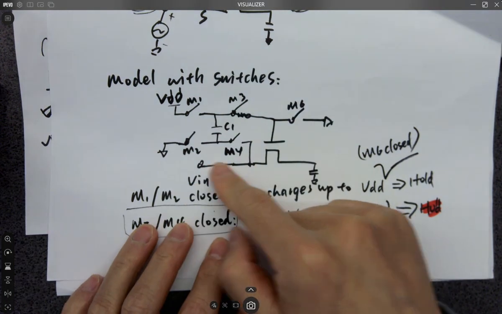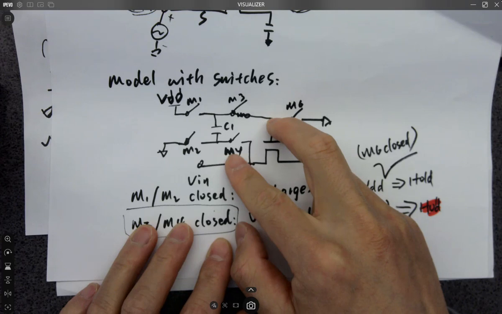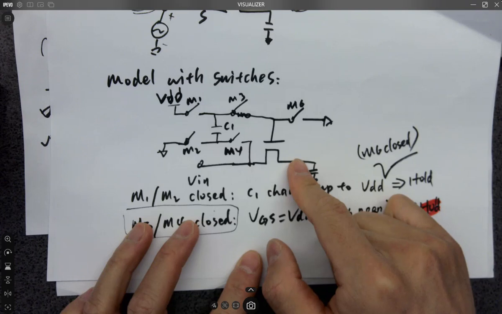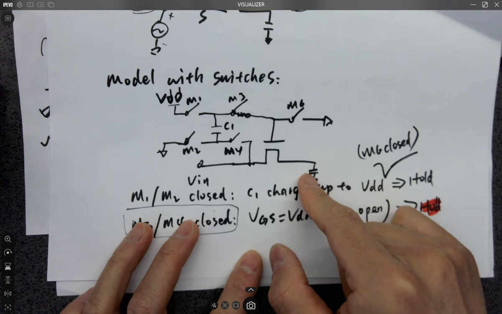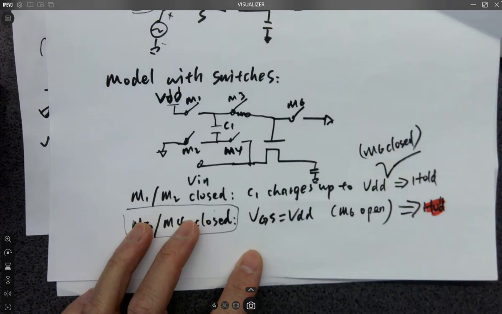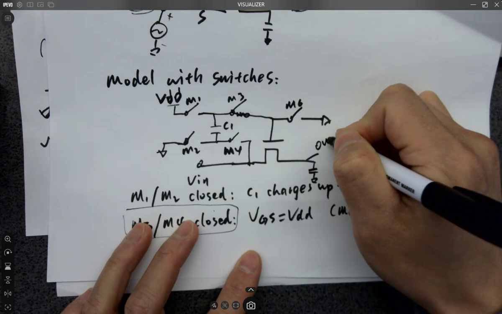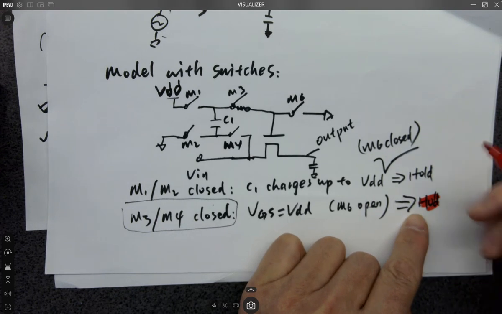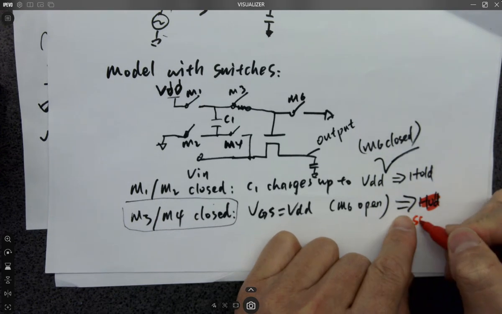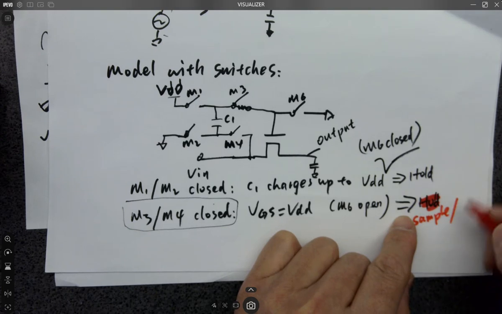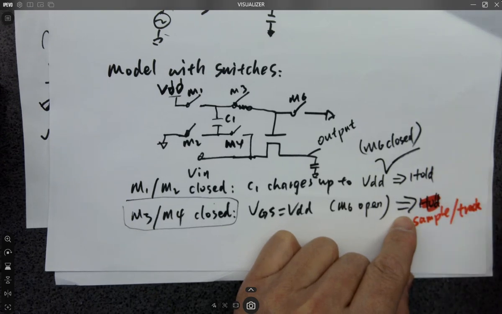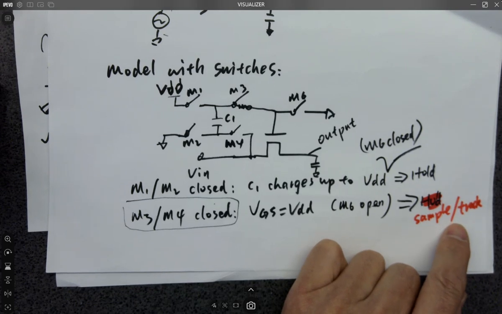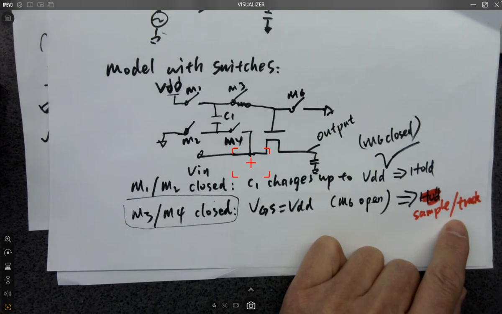Signal comes in, keeping a constant VGS, it's always on, constant VGS. So V is able to arrive here and then charge the cap. So this becomes the output of the sample and hold. And the name of this phase is sample and track. Is it tracking?